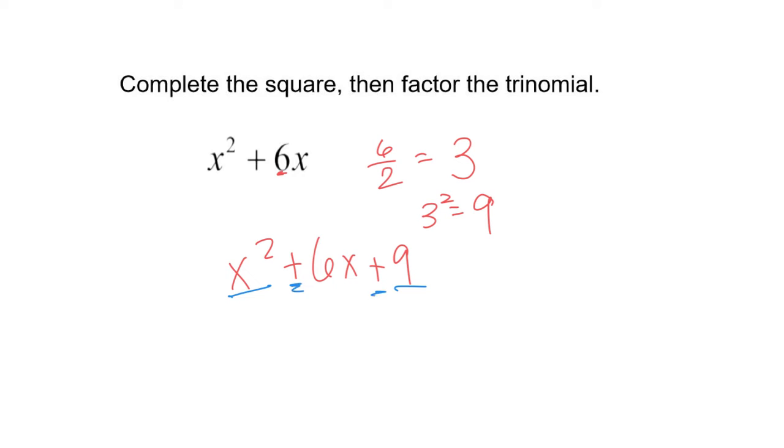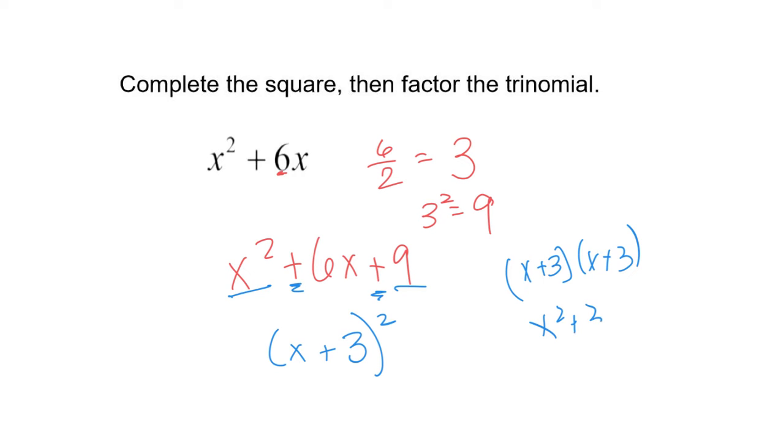These are both plus signs, so it's going to be x plus 3 squared. And then if you want to check it, x plus 3 times x plus 3, x squared plus 3x plus 3x plus 9, x squared plus 6x plus 9, that is what we have here.